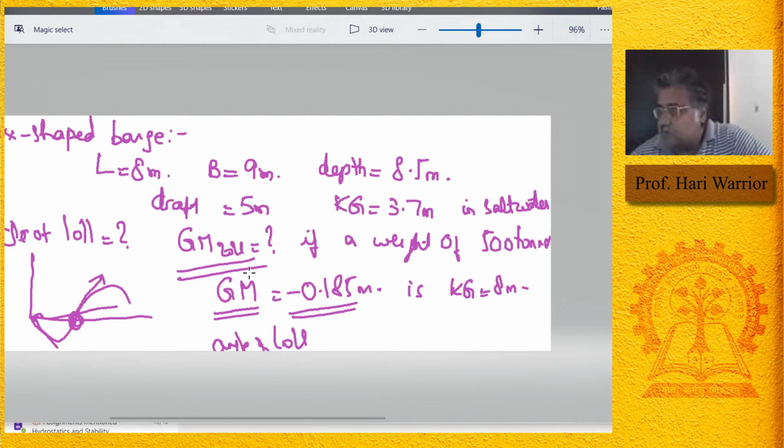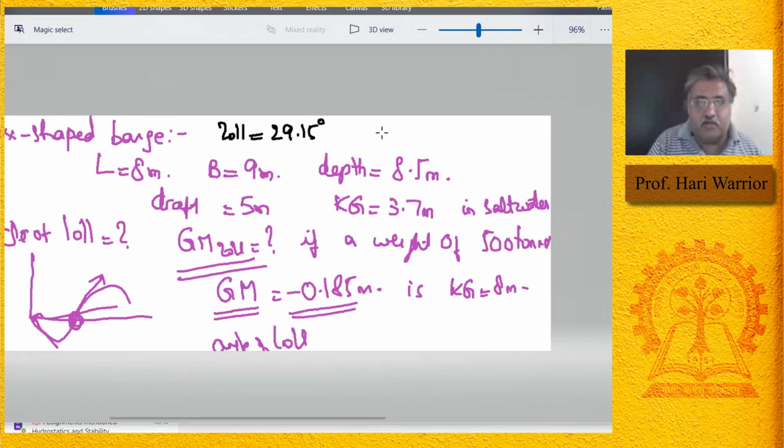Problems. It's just a formula, no? You just have a thing to calculate. So you would have got the, that's right. So you would have got the angle of loll as 29.15 degrees.